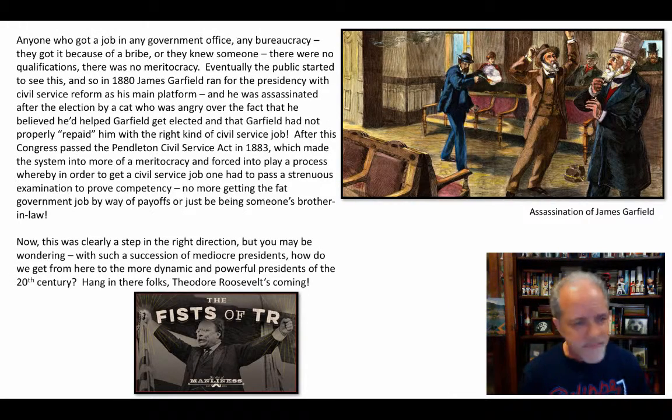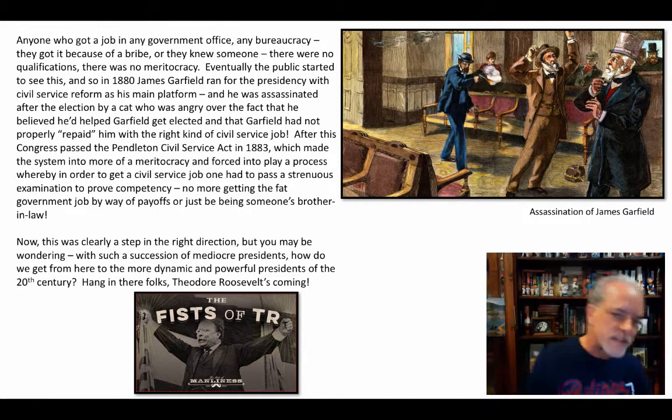Okay, now, anyone who got a job in any government office, any bureaucracy, they got it because of a bribe. They knew someone, because there were no qualifications. There was no meritocracy. Nobody got a job because of merit, because they were skilled, talented, because they had the chops. They got it because they knew somebody. They paid somebody off. They bribed. Some kind of deal was made.